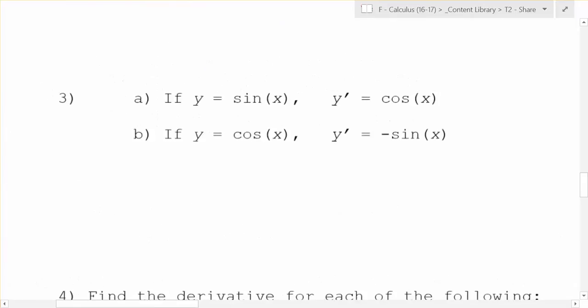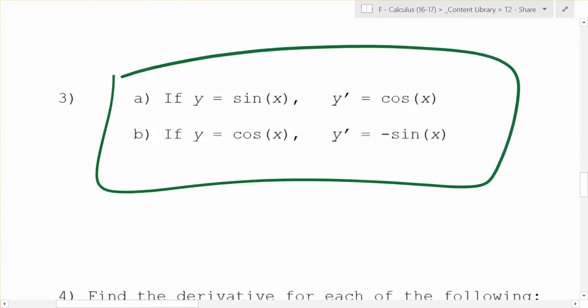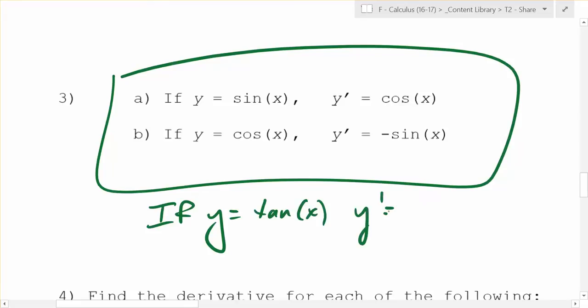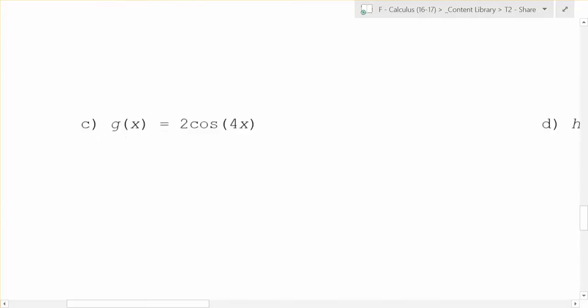So we have this now. We also have, if y is equal to tangent x, what does y prime equal? You have to remember this. Don't look at the board. What is it? Secant squared x. Say secant squared. If you need to undo it, sometimes you will. Sometimes you need to simplify, but if I ask you what's the derivative of tangent, you just say secant squared.